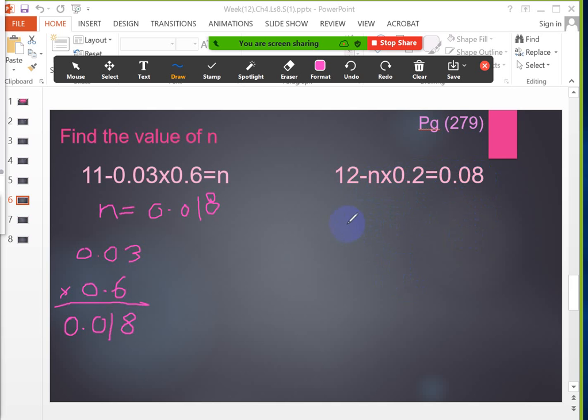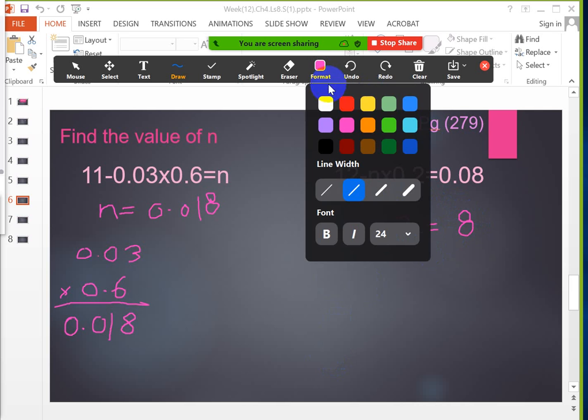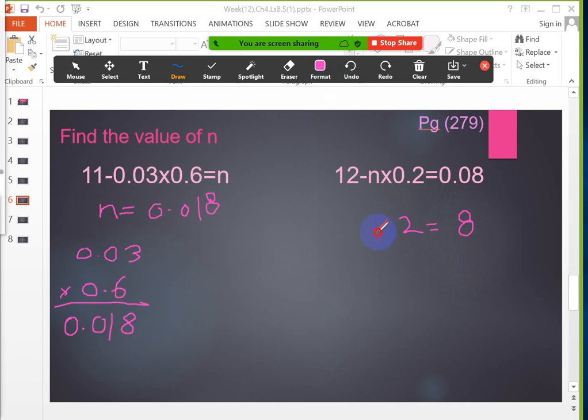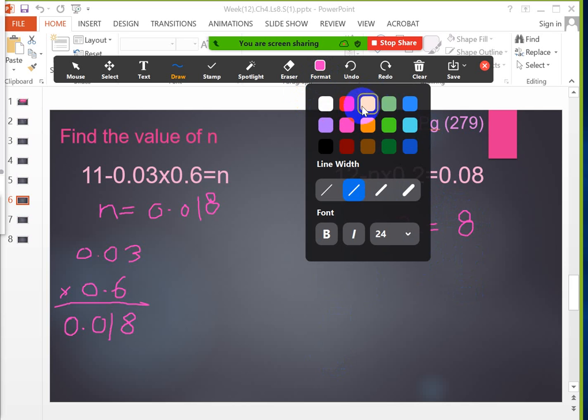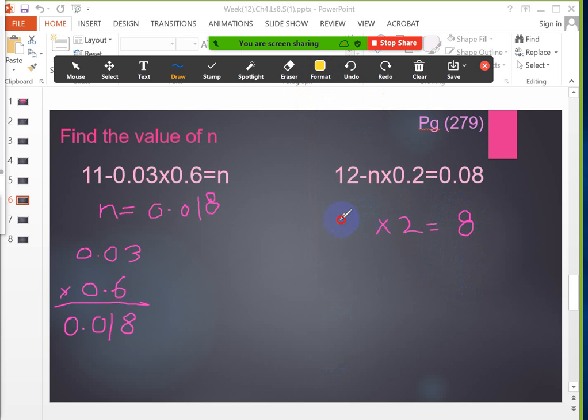Let's take a look, girls. You remember if I said, what's the number that I will multiply with 2 that will give me 8? Thank you. That's correct. It's 4. So the number that I will multiply with 2 to give me 8 is 4. But my problem here is the decimal point.